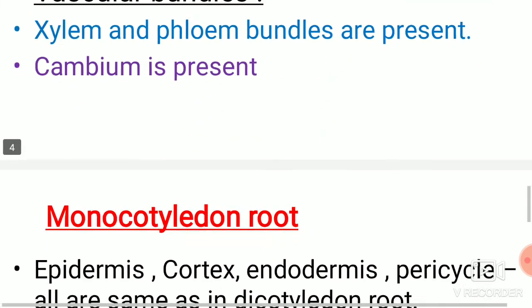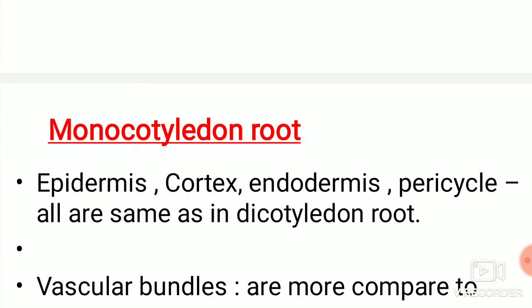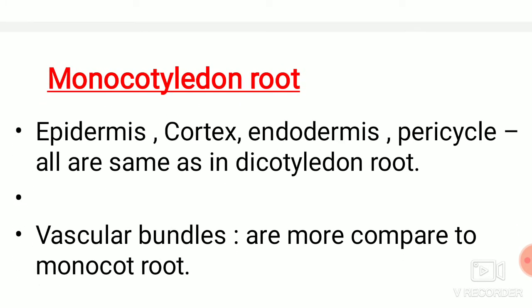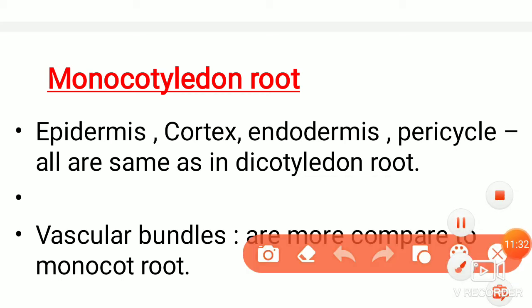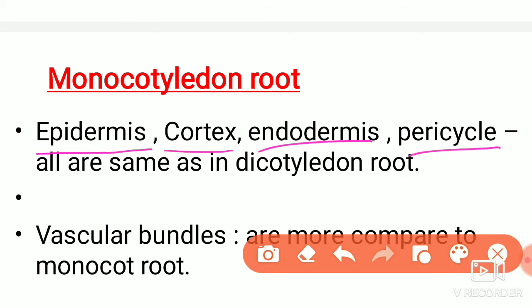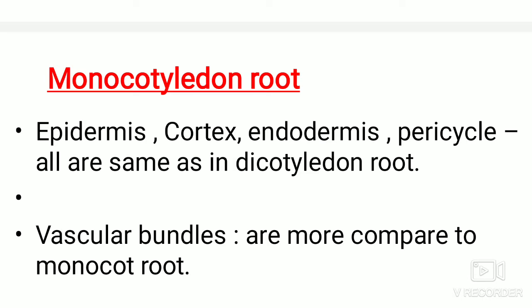So now coming to the monocot root. In the case of the monocot root, it is the same as the dicot root. It also consists of epidermis, cortex, endodermis, and pericycle. The only difference here is the vascular bundles: compared to the dicot root, the monocot root has more.